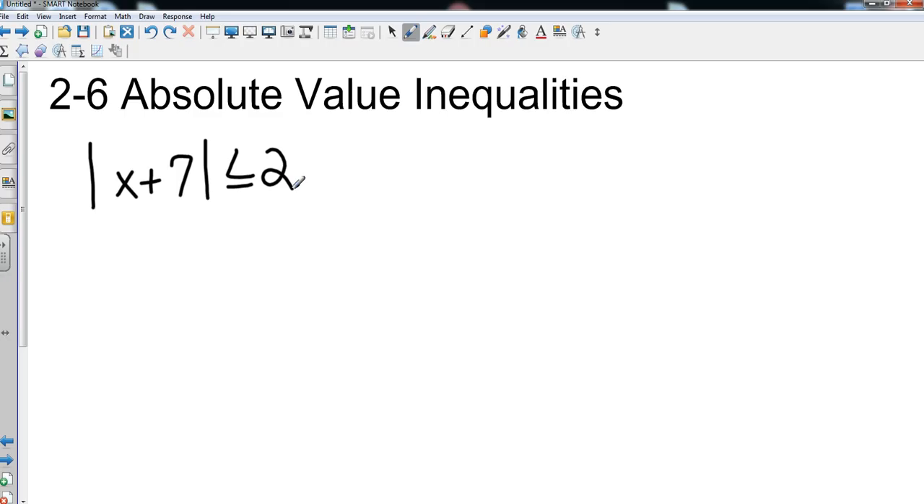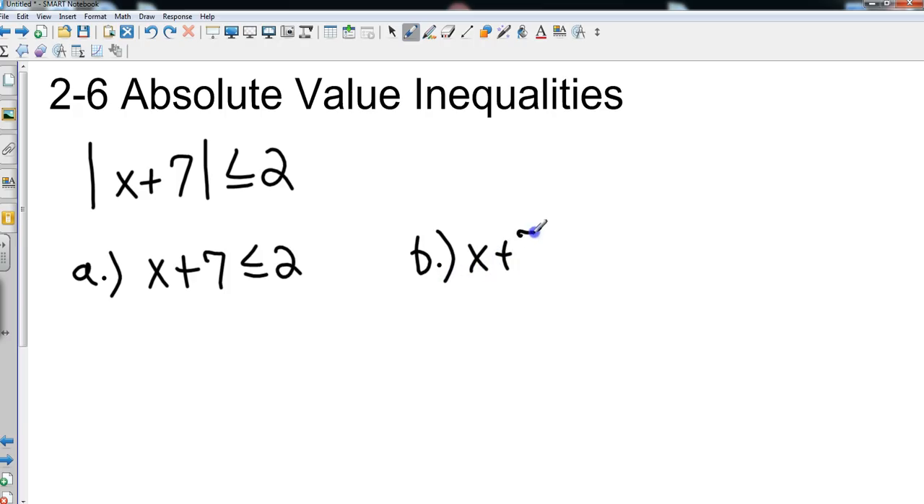So in this case, I'm going to set up two equations again. I'm going to do a letter A, which is going to be x plus 7 is less than or equal to 2. And then my letter B, this is where it's going to get a little bit different. I'm going to do x plus 7. Now, if you remember back to chapter 1 when we did this, we would change the 2 to a negative 2. Well, in this case, to change a 2 to a negative 2, we would have to multiply by negative 1. And because we multiply by a negative number, we have to flip our inequality sign. So that's the only major difference: on that second equation, now we flip that inequality sign.